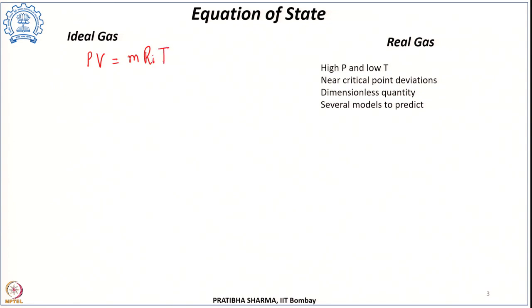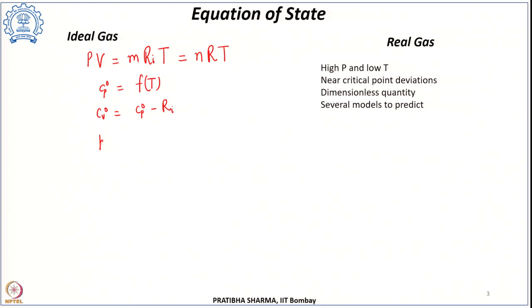PV = mR_iT, where m is mass, R_i is the specific gas constant, T is temperature, P is pressure and V is volume. Or we can also write it as molar mass times the universal gas constant and temperature. We can also write the isobaric specific heat for an ideal gas. This is a function of temperature. This is the isobaric specific heat. The isochoric specific heat, we can write as isobaric specific heat minus the gas constant.